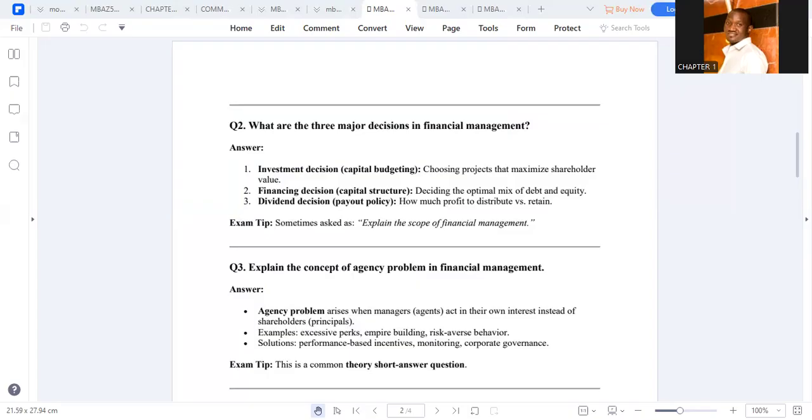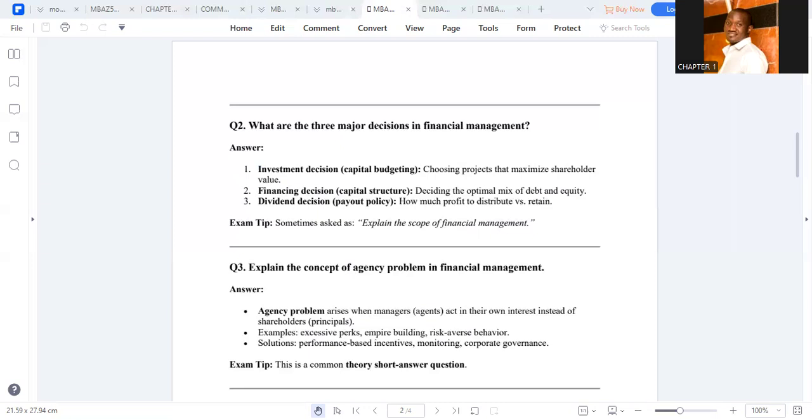Financial managers also make what are called dividend decisions, looking at the payout policy. So they usually focus on how much profit can be distributed to the shareholders versus retained for reinvestment in the business. So here, the financial manager will focus on retaining earnings that can project financial growth whilst paying dividends that will attract investors.